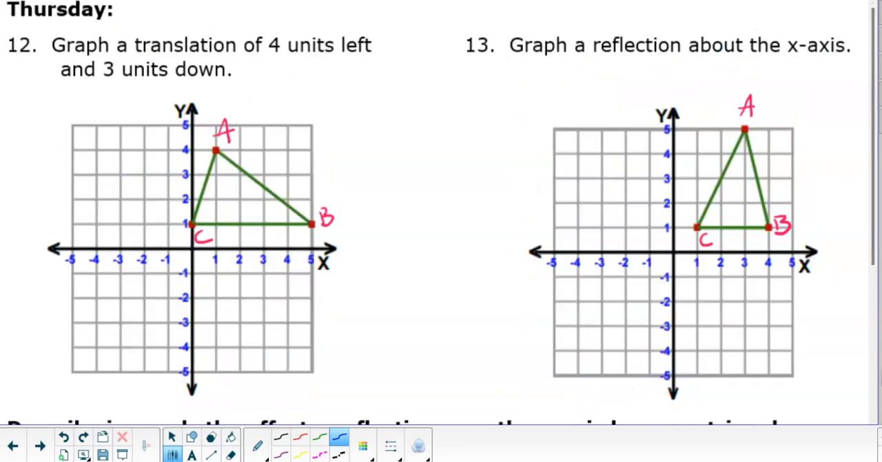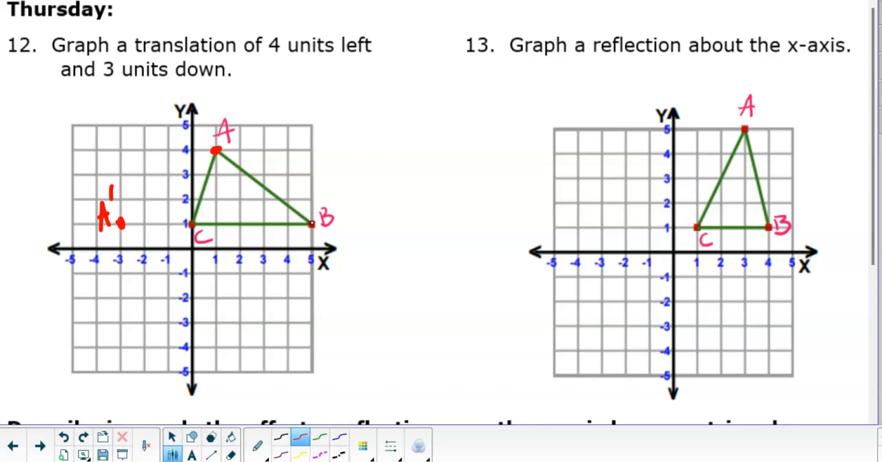Last section. This one is on transformational geometry. It asks you to graph the translation of this triangle ABC, 4 units left and 3 units down. So I'm going to start at each vertex. I'll start with A first. 4 units left, 1, 2, 3, 4, and 3 units down. 1, 2, 3. This will be the location of my new A prime point.